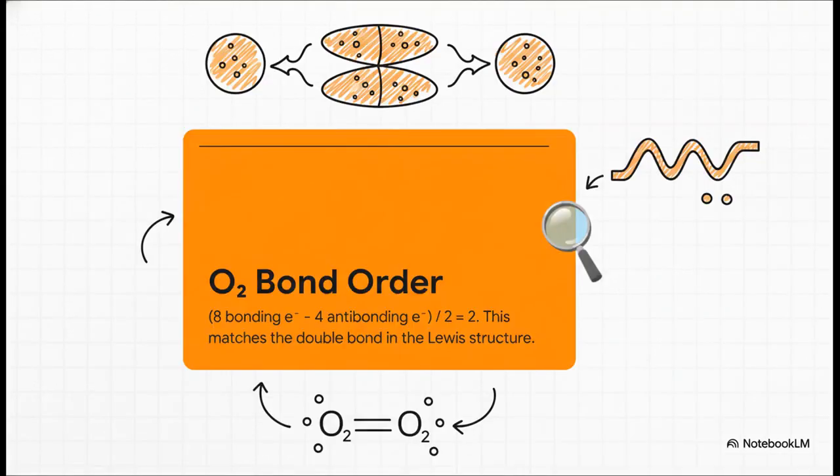Mystery solved. And what's really elegant about this is that the whole theory is self-consistent. If we go ahead and calculate the bond order for oxygen, we've got 8 electrons in bonding orbitals and 4 in anti-bonding. So 8 minus 4 is 4, divided by 2, gives us a bond order of 2. That perfectly matches the double bond that our simple Lewis structure predicted. So you see, MO theory doesn't throw out the old models. It adds a much deeper, more accurate layer on top.